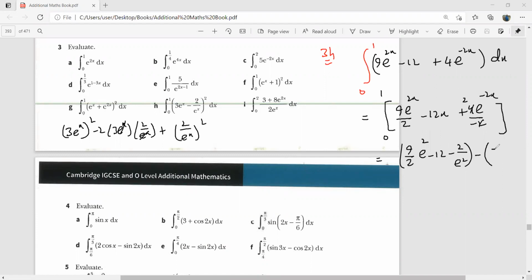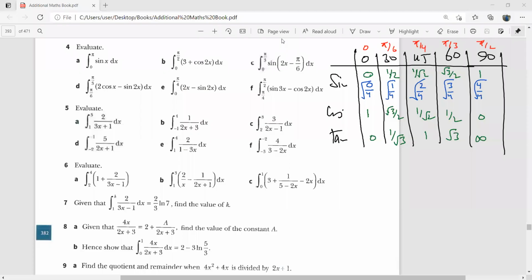So remember, e raised to 0 is 1. So this is 9 over 2. 12 into 0 is 0. And this is going to give me minus 2. This is it. So we have 9 over 2 e square. This is going to be 4.5 minus 2.5, this is minus 14.5 and minus 2 over e square. That should be our final answer if I haven't made any silly mistake here. Please have a look at it, keeping this table of typical values in front of you.